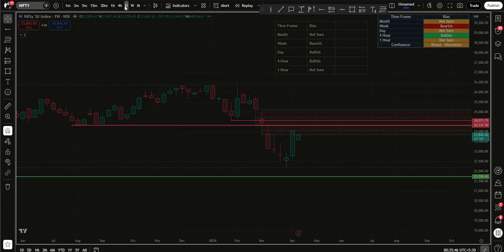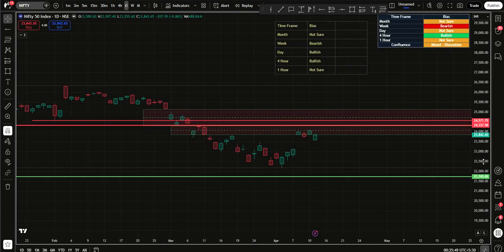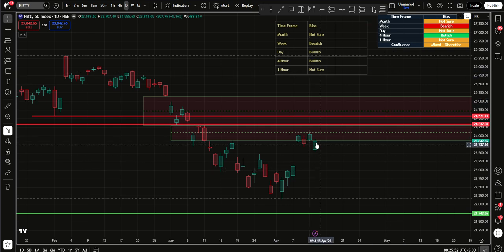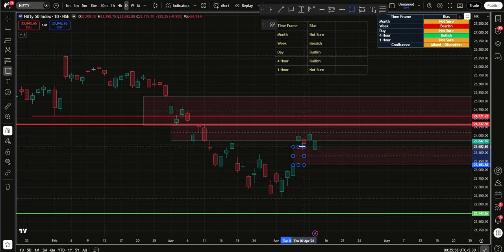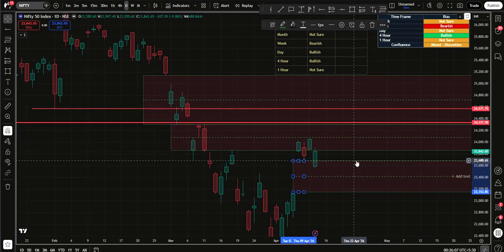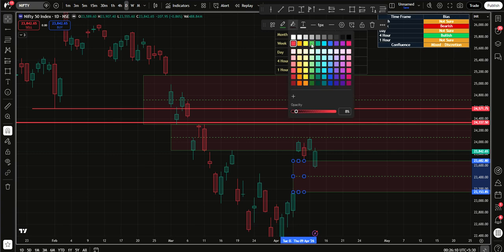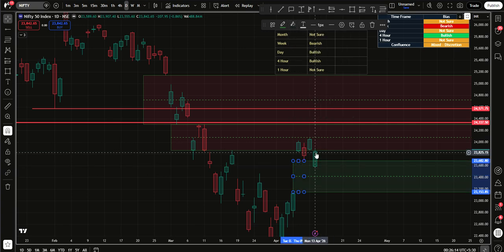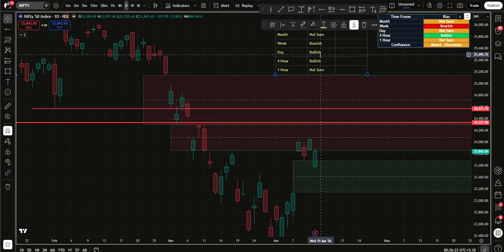Now going over to the daily time frame. On a daily time frame, things are interesting. There was a daily fair value gap in here that seems to have been respected now. Let me mark it in green. The bias of Nifty on the daily time frame was bullish because of the swing low, but that is taken out with a low open, so it becomes not sure.